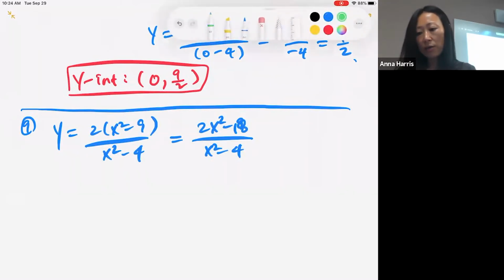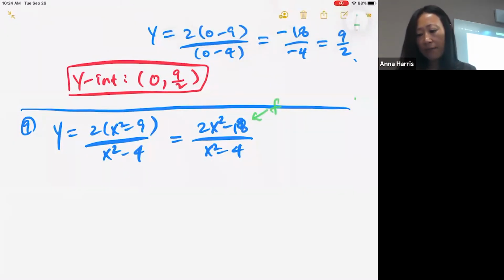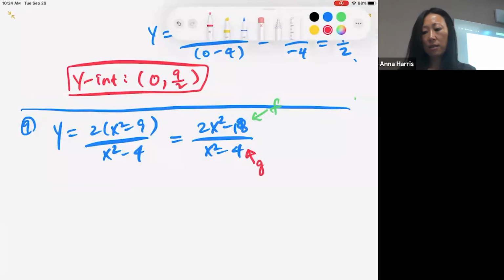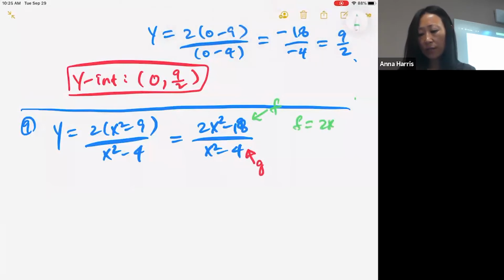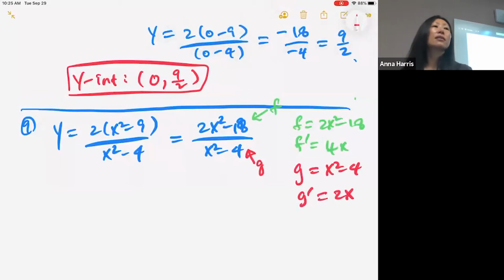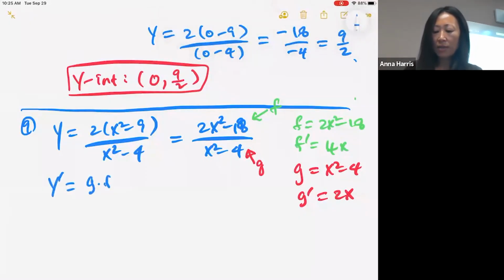So let's do that. I'm going to put that to be my f, that to be my g. So f is equal to 2x squared minus 18, and f prime will be 4x. g is equal to x squared minus 4, and g prime is equal to what? 2x. So now I'm just going to plug into my formula. So y prime is equal to g times f prime minus f times g prime, everything divided by what? g squared.